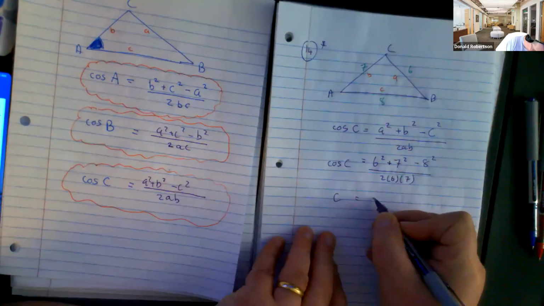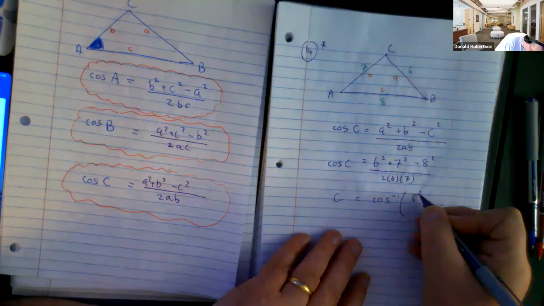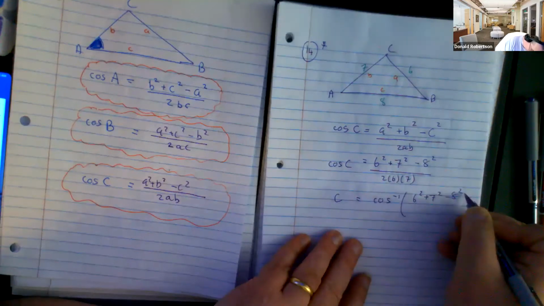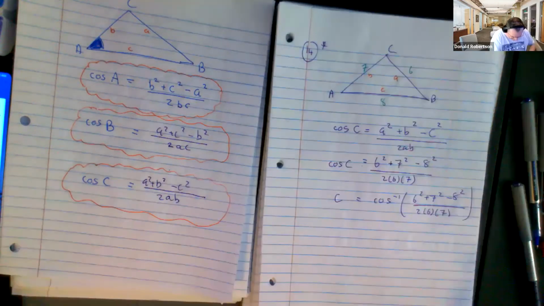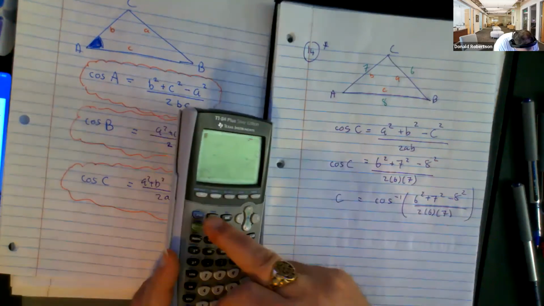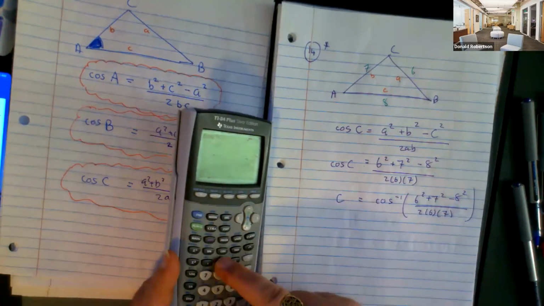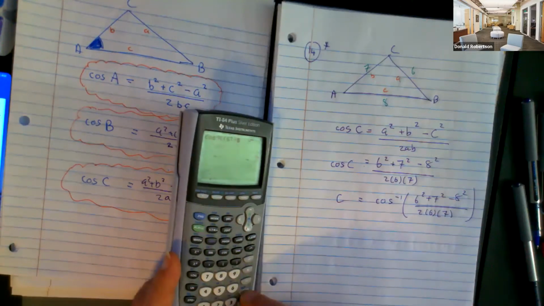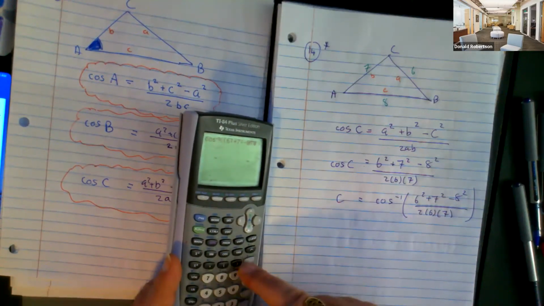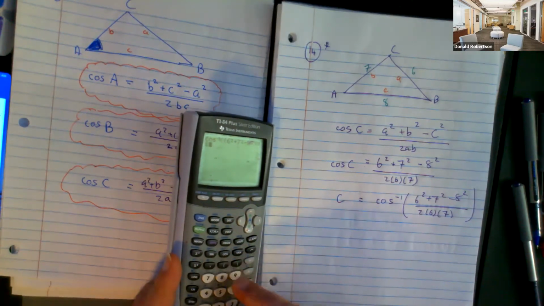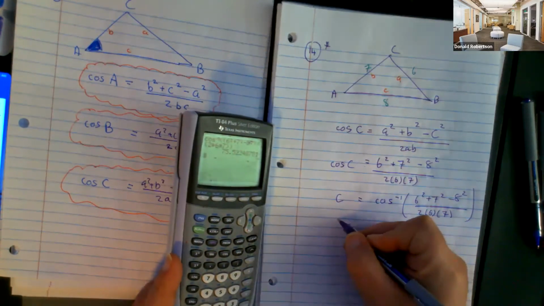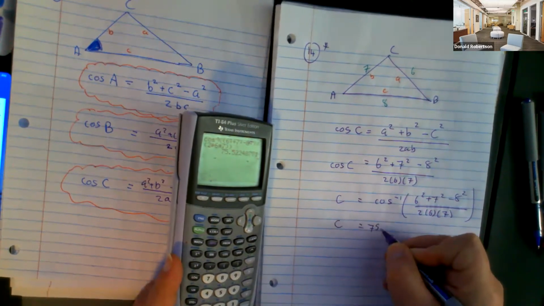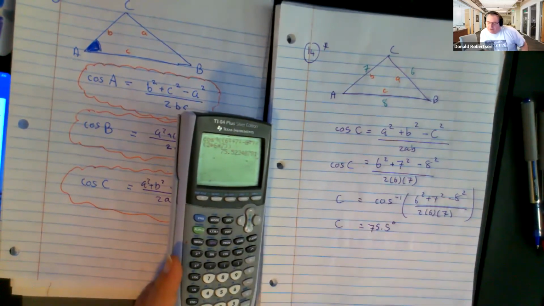Me personally, I just like to do the whole thing in one go. So to find the missing angle C, we find the inverse cosine of that ugly fraction. So here it goes. Inverse cosine, another bracket, 6 squared plus 7 squared, take away 8 squared, divided by, start a new bracket, 2 times 6 times 7, close that bracket and close one more, and the answer I get is 75.5. It's 1 decimal place. Degrees.